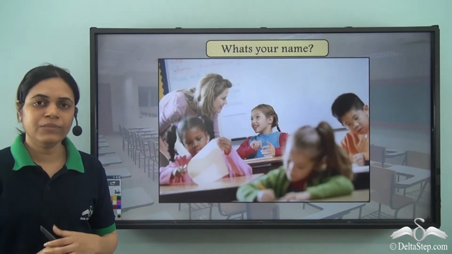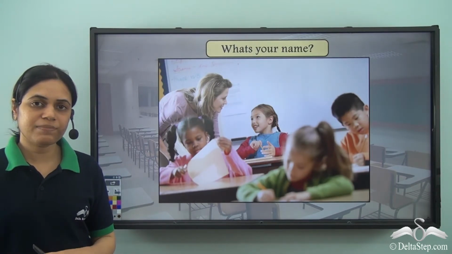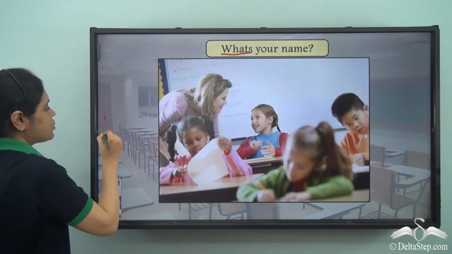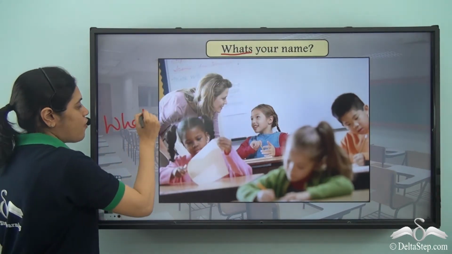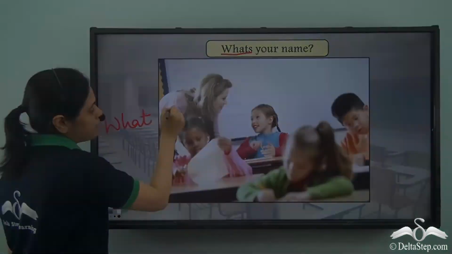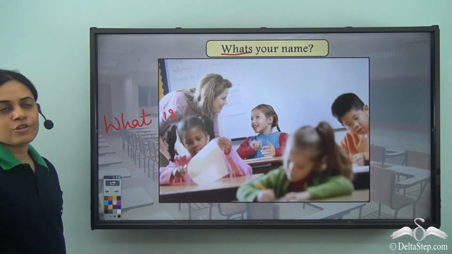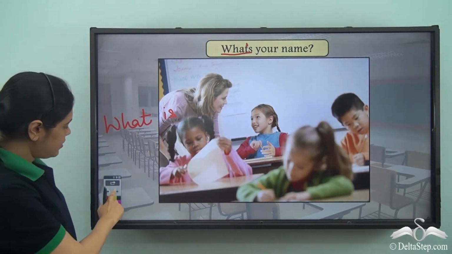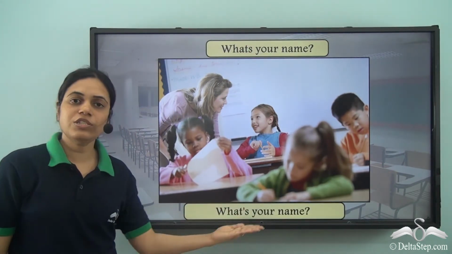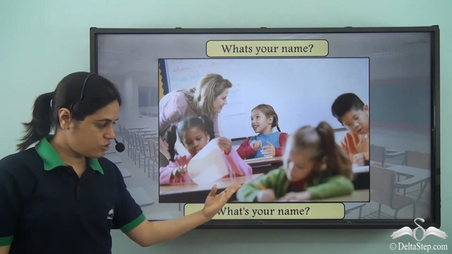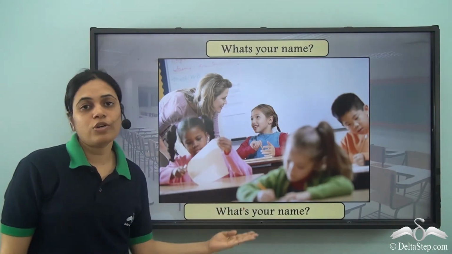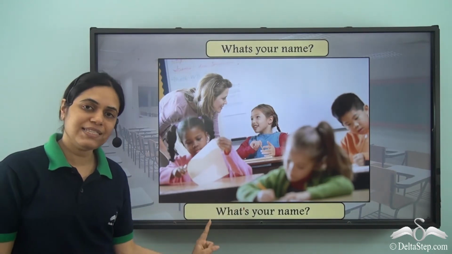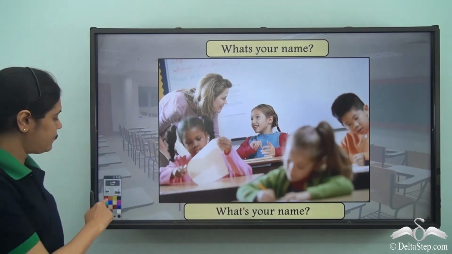What's your name? Can you put an apostrophe at the correct place? Now what's is the short form of what is. So there will be an apostrophe after T. The sentence will be what's your name? What apostrophe is your name? What is your name? And apostrophe is between T and S.